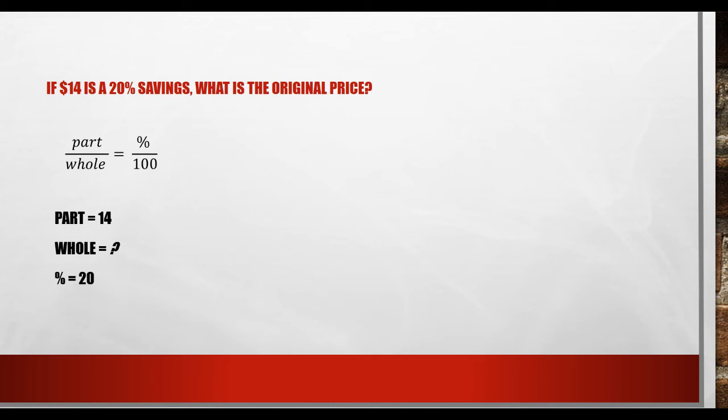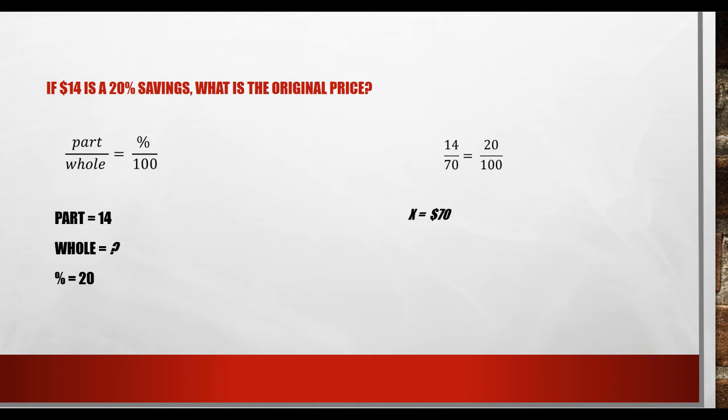So we know that we're saving a chunk of $14. We don't know what that chunk is from, so we're looking for the whole thing. We do know our percentage is 20, and then we know that that's going to go over the 100. The 100 is not changing. So I'm going to put 14 over, I should have put an X there. I kind of gave away the answer. 14 over X equals 20 over 100.